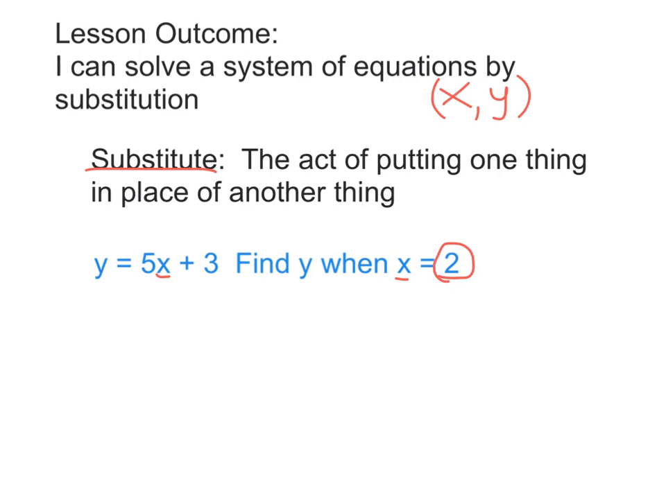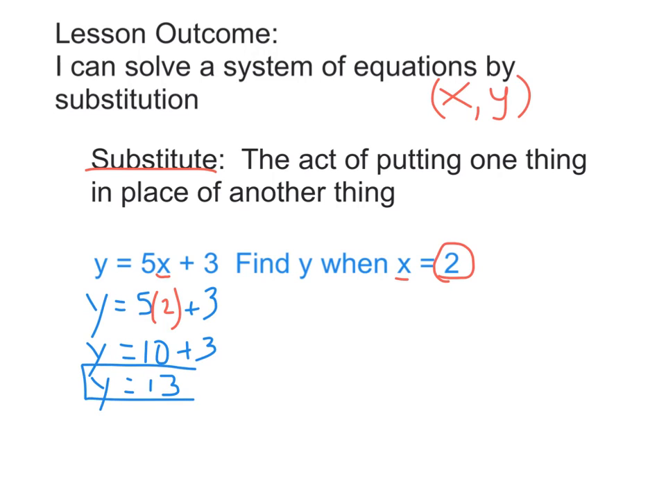So we've done this before. y equals 5, and we can substitute the number 2 in here, that's what x is, right there, and now we're just going to simplify. So y equals 5 times 2, order of operations, 5 times 2 is 10, plus 3, so y equals 13. So just to show you, you've already done a little bit of work with substitution, it's just a little different when it's a system.